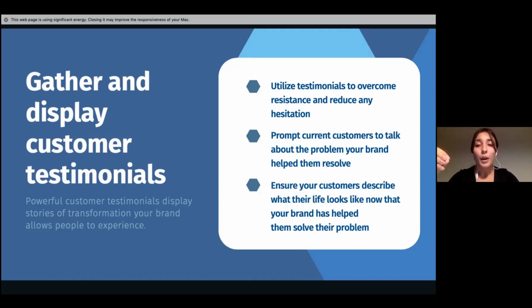Then prompt current customers to talk about the problem you have helped them to solve, and ensure the customers tell what their lives look like now that your brand has helped them to solve their problem, because people want to really see how life has changed after using that product or service.